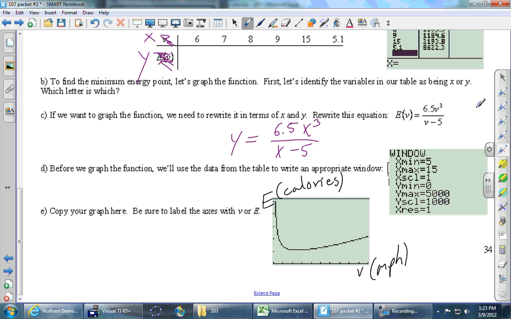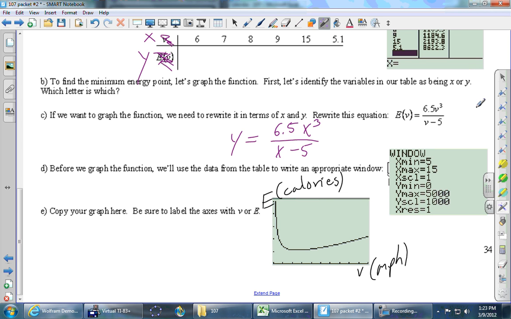Doesn't need to be super accurate. And then once you've got that, see if you can put a dot on roughly where the minimum point is. Where will Fred expend the minimum amount of energy?